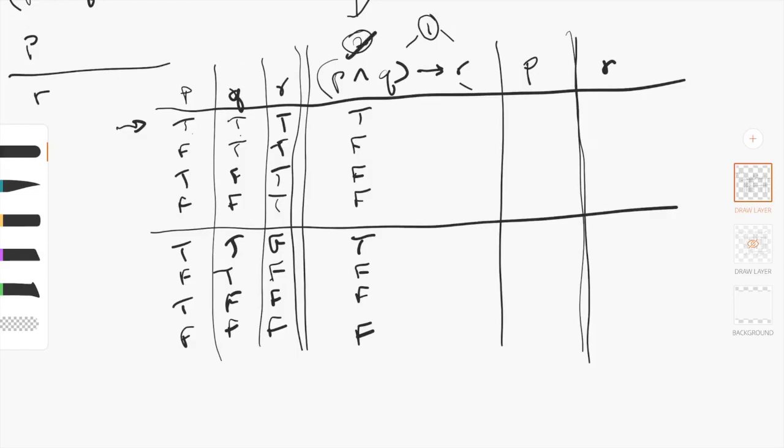Now, we'll feed the level 2 value up to level 1 and draw the value for R from the input columns, again, one row at a time. So in the first row, the input for the level 2 operator is true, and the input for R is true. So true implies true is true. False implies true is true. False implies true is true. And false implies true is true. In the fifth row, we have true implies false, which is false. False implies false is true. False implies false is true. False implies false is true. So we're finished with this column.